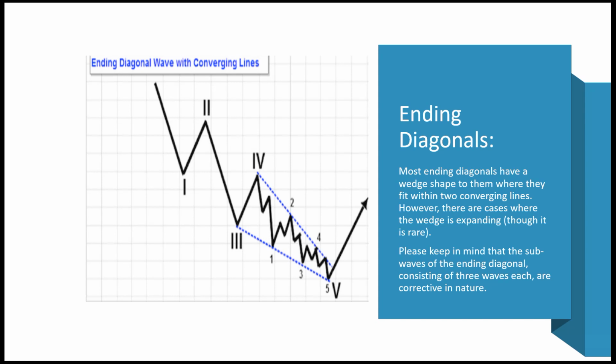So again, we go back to my basics of trend analysis and triangles, breakouts and support and resistance. This starts to get overly complicated with too many exceptions. Most ending diagonals have a wedge shape to them where they fit into two converging lines. However, there are cases where the wedge is expanding. What's a wedge? A wedge is basically a triangle with the two lines of the triangle coming into the apex of the triangle at different degrees. So hence, chart patterns.